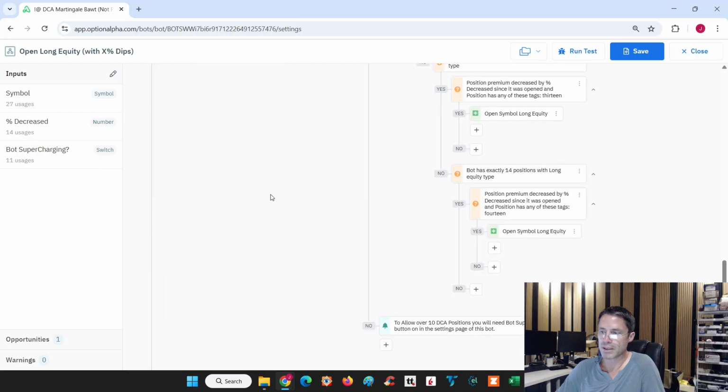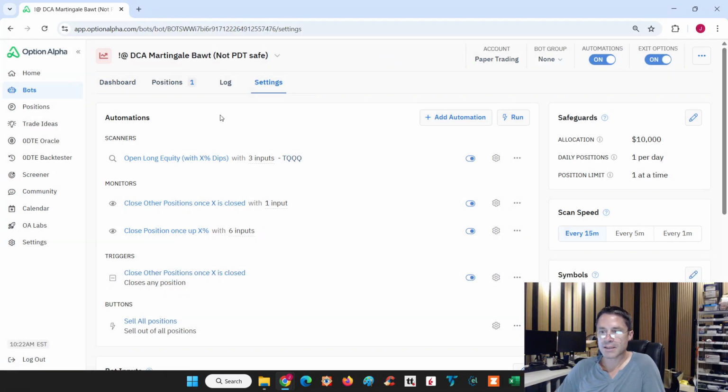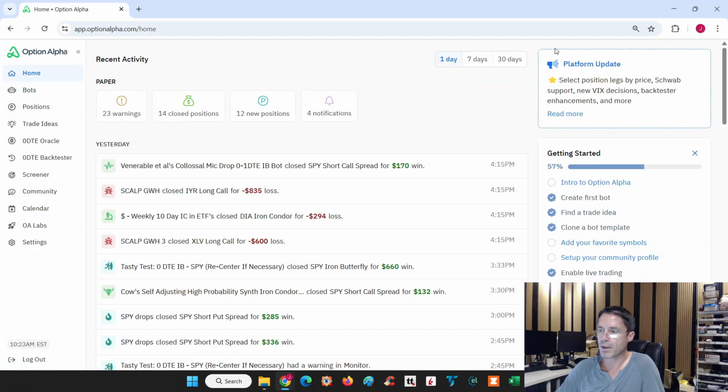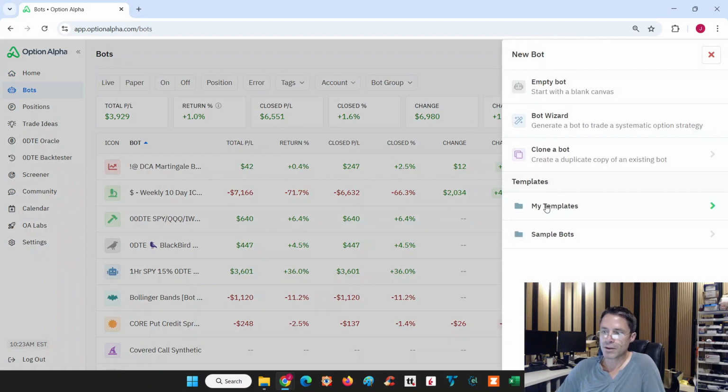So this wasn't done by me. This was done by someone far more skilled than I am. And that's the basis of it. You can code anything you like. So from the bots page, you can literally do new bot, and then you can create your trading strategy from scratch.